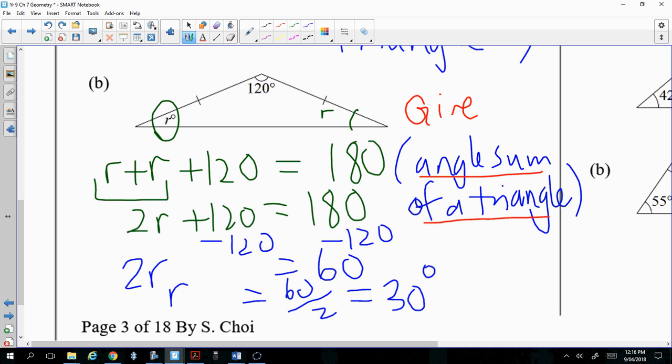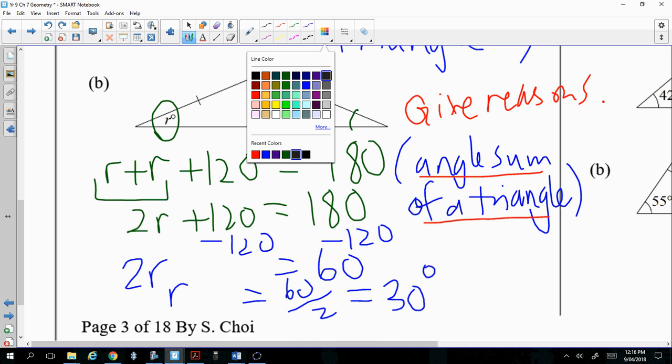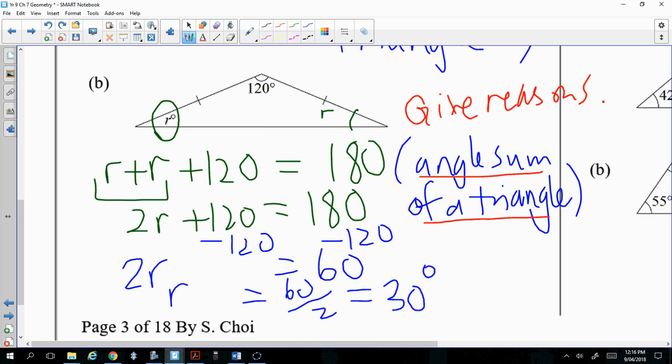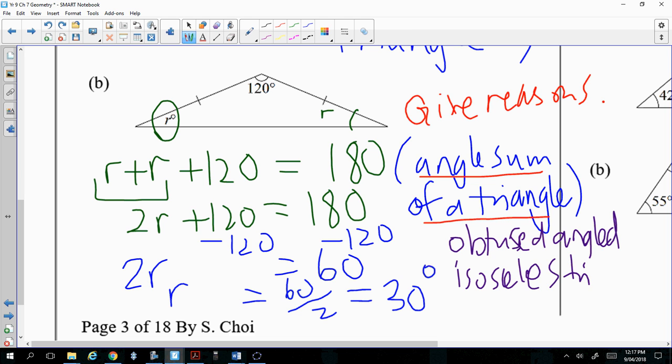And I also have to say another thing. This type of triangle has a name: it's called the obtuse angle isosceles triangle. So you give the name obtuse angle isosceles triangle. Yes, you have to say obtuse angle. If you are classifying the type of triangle, you have to classify according to the angle and according to the sides. I know, that is a bit too much.